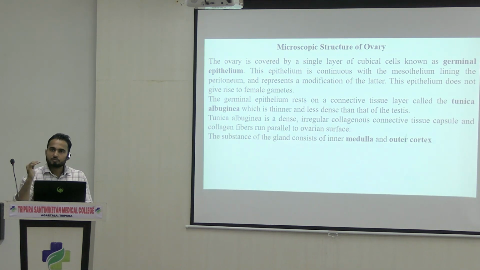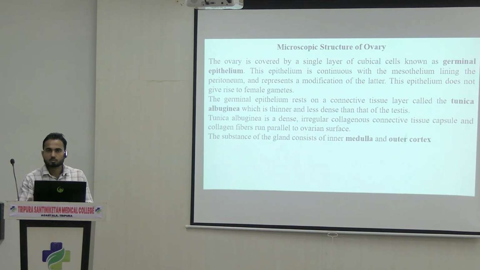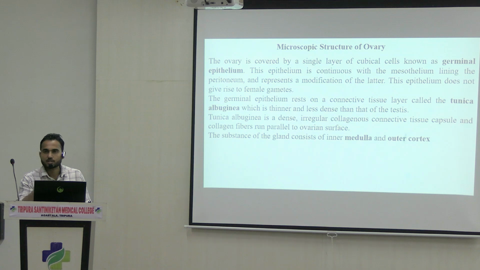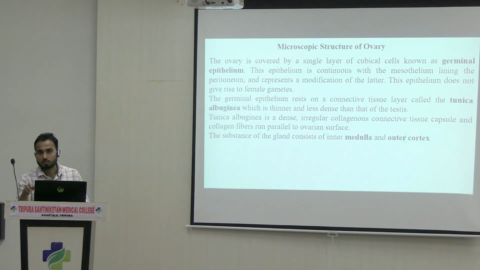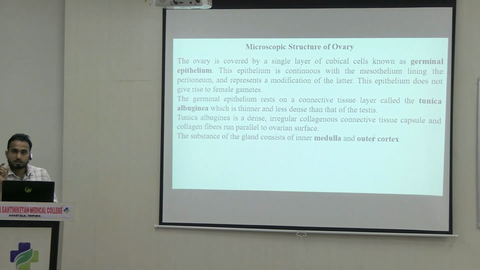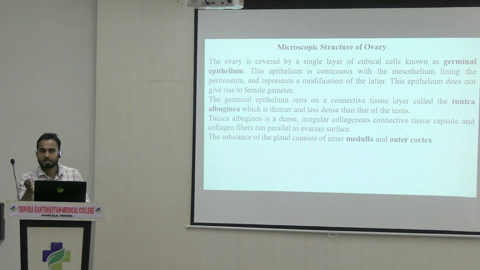Now the germinal epithelium rests on a connective tissue layer called the tunica albuginea. So the lining epithelium has to rest on something. First of all, a basement membrane will be there, and below that we get a connective tissue layer, and that is called the tunica albuginea. Now this tunica albuginea is not as dense as in the testis. In the testis also you have seen that the tunica albuginea is present, but the tunica albuginea of the testis is thicker and more dense as compared to the tunica albuginea of the ovary.